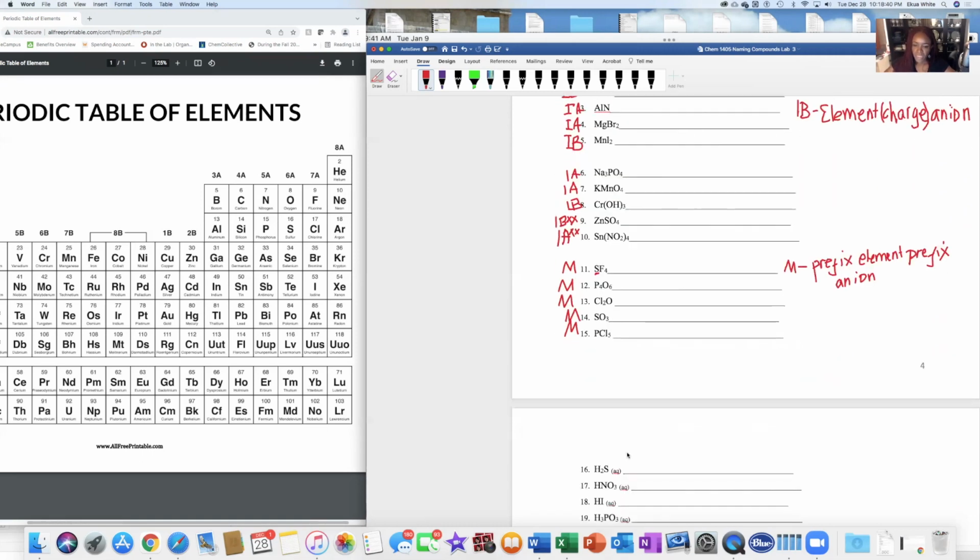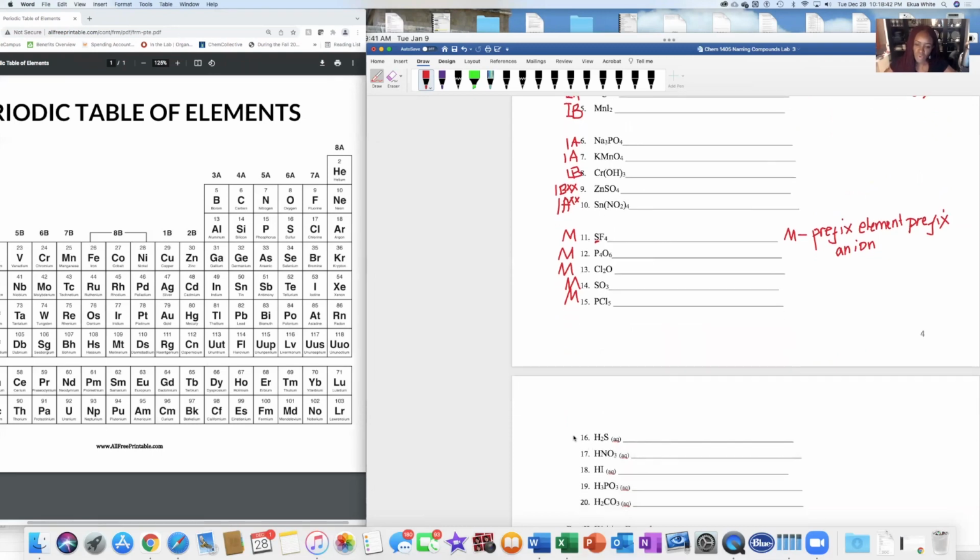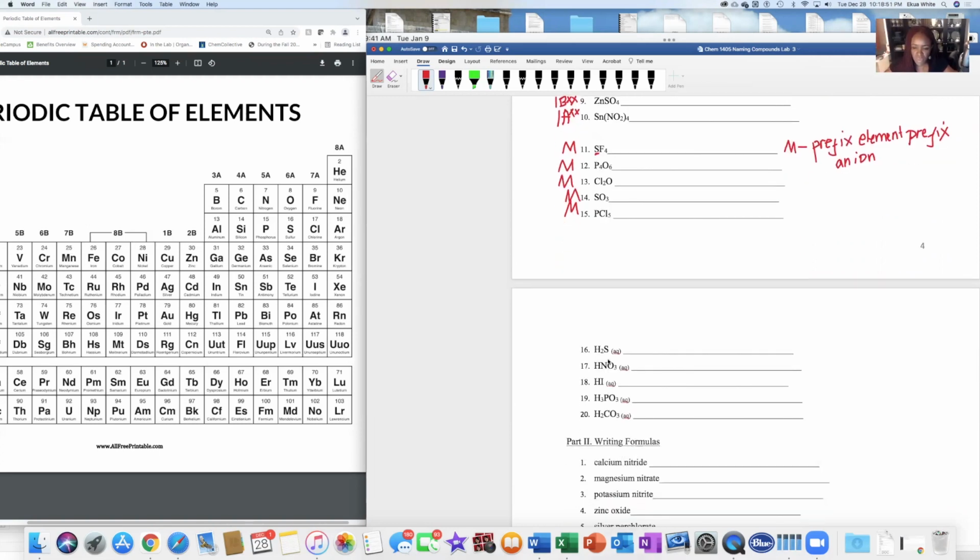Then down here, once again, I'm just focusing on the type. Now I'll do one example of each category. Then that will be it. I'll let you guys do the second part here. But right now, I'm focusing on you recognizing the type of formula. These all start with hydrogen. Because they all start with hydrogen and they're not water, there's no H2O here, these are all acids, right?